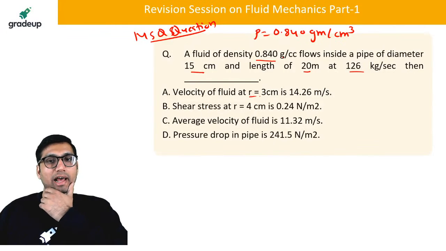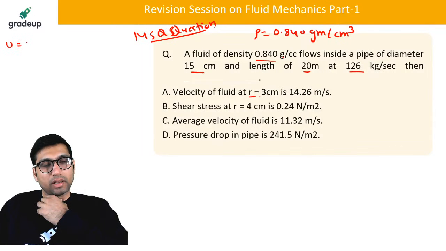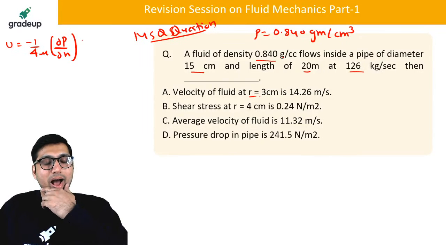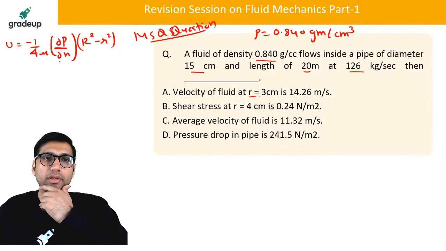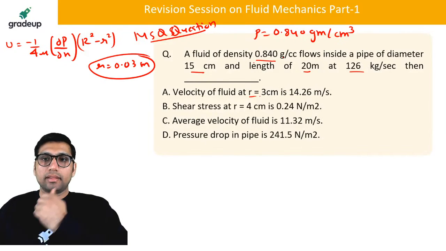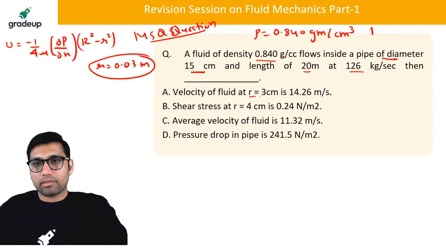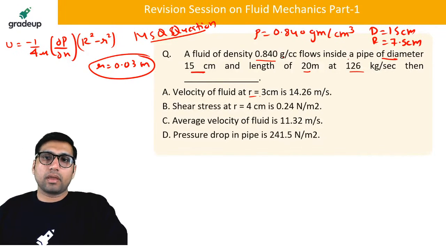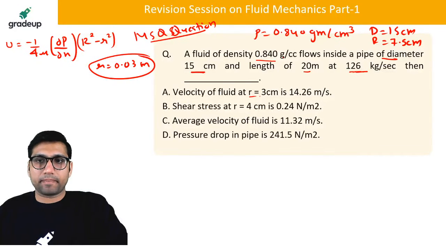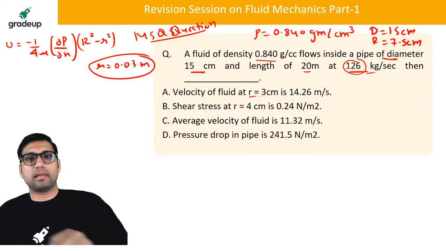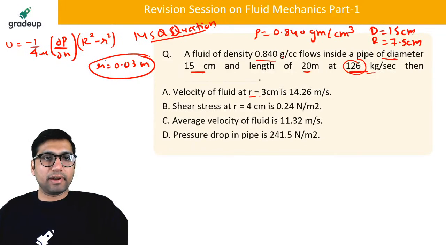So you have to find the velocity of the fluid at r equal to 3 centimeter, that is, you have to find the local velocity. It is equal to minus 1 by 4 mu del p by del x of R square minus r square. This is the formula, so from here you will get the local velocity. You have to find it at r equal to 3 centimeter, that means 0.03 meter. The diameter of the pipe is 15 centimeter, so radius is equal to 7.5 centimeter. The mass flow rate is given as 126 kg per second. Yes, come on everyone, tell me the answer.